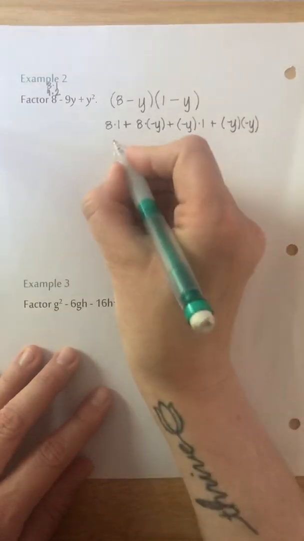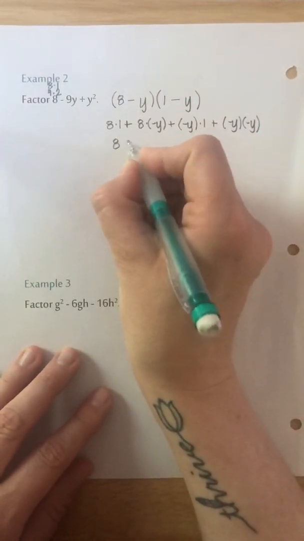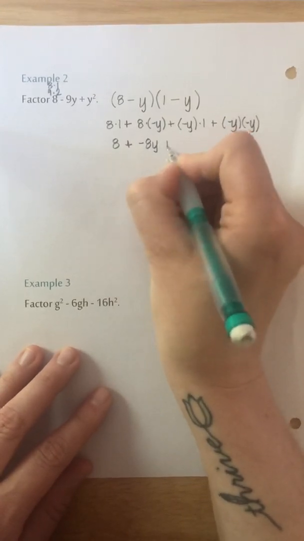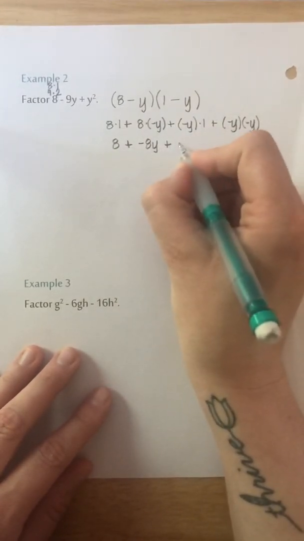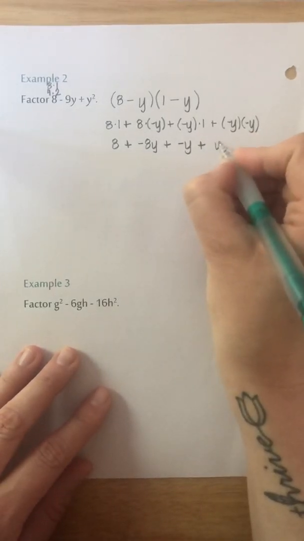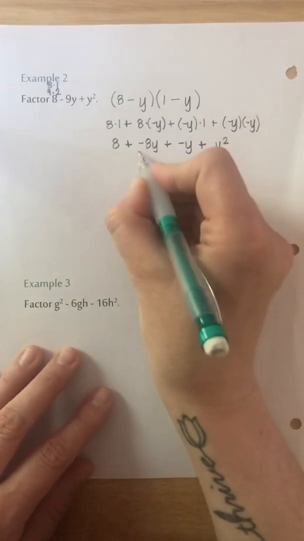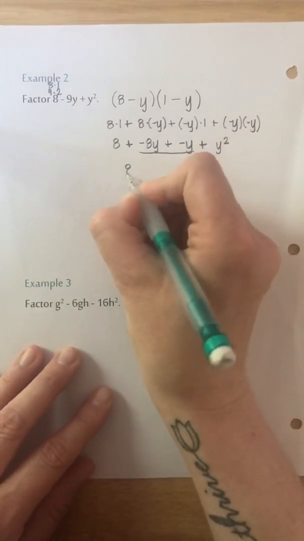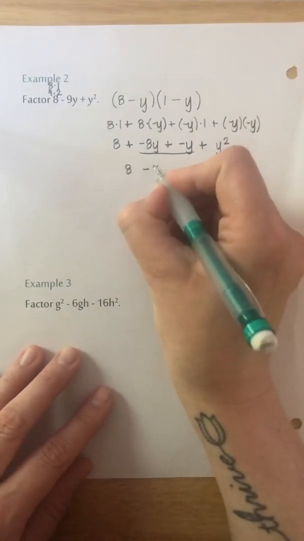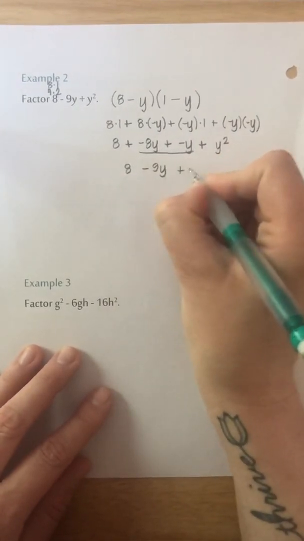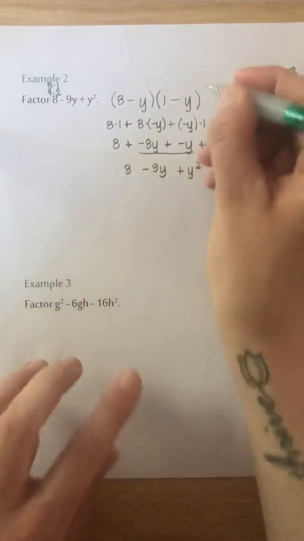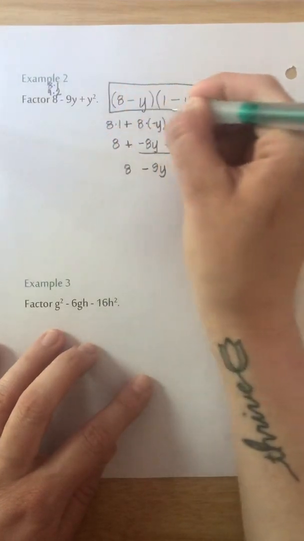Let's see what happens. 8 times 1 is 8. 8 times negative y is negative 8y. Negative y times 1 is negative 1y. And negative y times negative y is positive y squared. So when we combine negative 8y and negative 1y together, because they're like terms, we get negative 9y in the middle, which is perfect. So lucky for us, we got it on the first try. This is our answer.